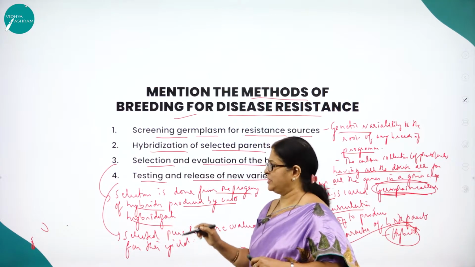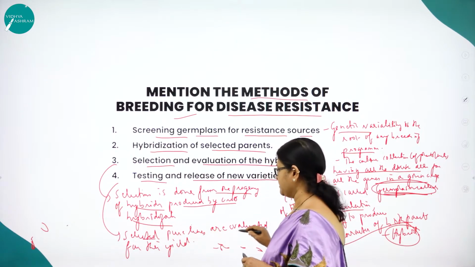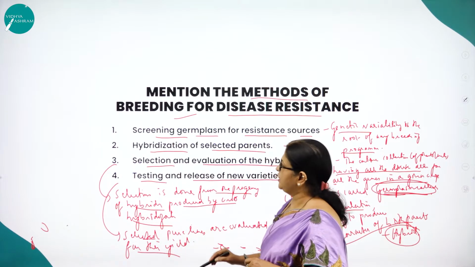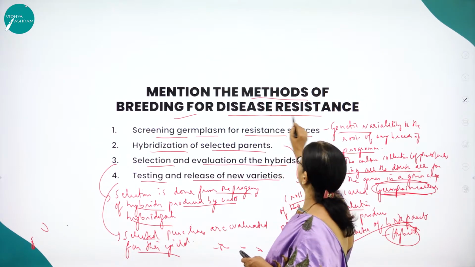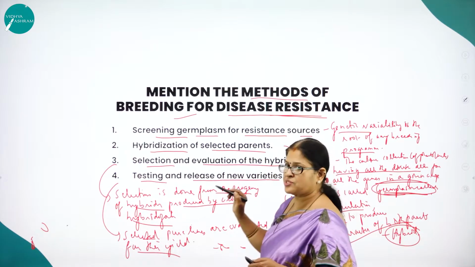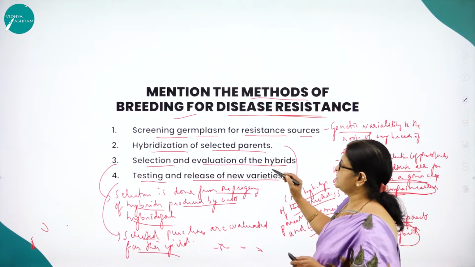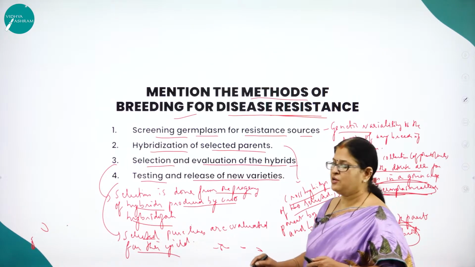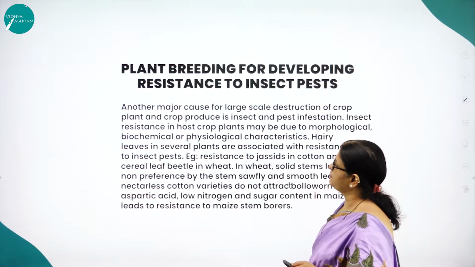Fourth, very important method is testing and release of new varieties. So selected pure lines are evaluated for their yield. So all these four are the very important methods for disease resistance. One is screening germplasm for resistance sources. Second, hybridization of selected parents. Third, selection and evaluation of the hybrids. Fourth, testing and release of new varieties.